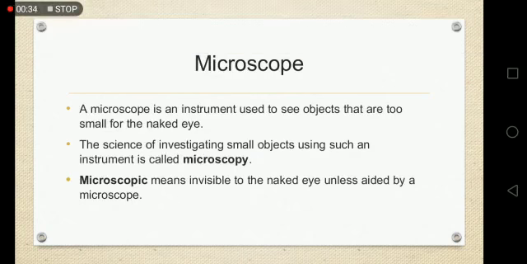Students, a microscope is an instrument which is used to see very small things that cannot be seen with the naked eye. When we look at something through a microscope, it appears larger. The microscopes we use in our schools are light microscopes. These microscopes use light to show the images.